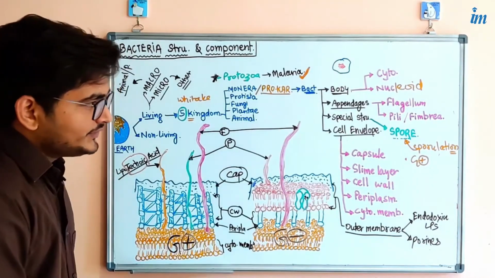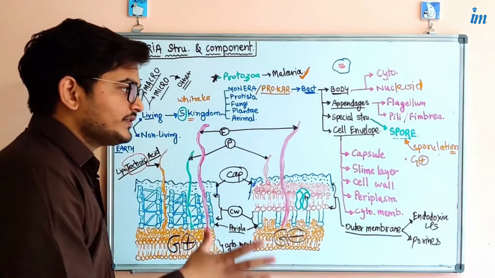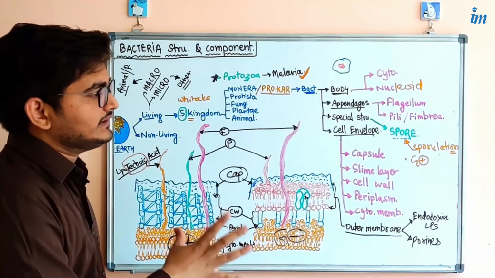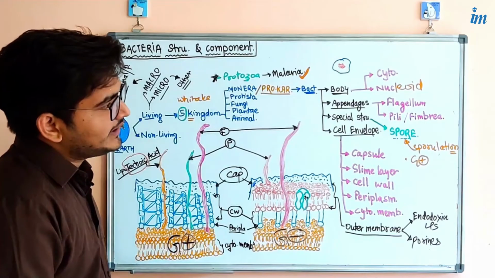The cell envelope is most important, and most of the questions on the staining process, lab technology and growth medium functions are all defined on the basis of the cell envelope structure. What is the cell envelope structure?